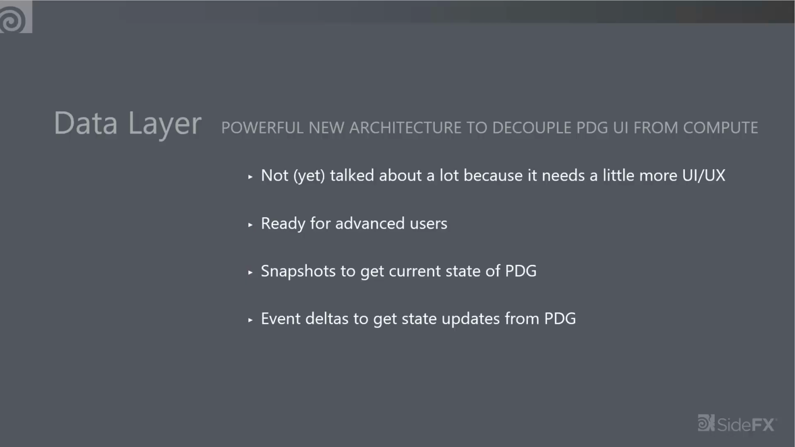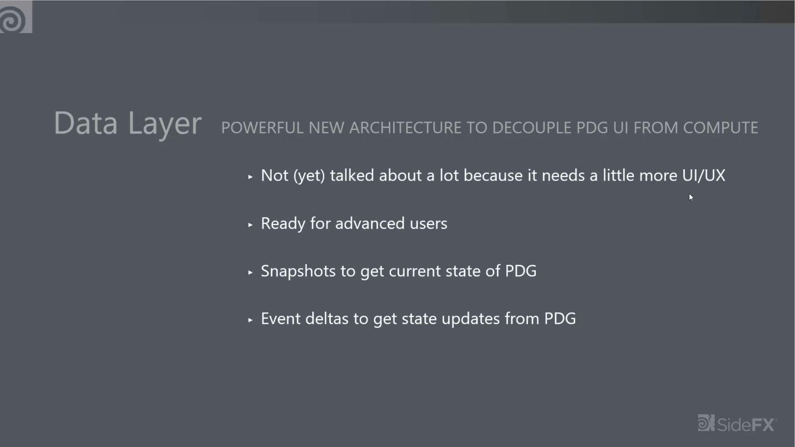Okay, now that we're done with the basic scheduler bit, we're ready to talk about the data layer. As mentioned before, this is a powerful new architecture introduced in Houdini 18 to decouple PDG UI from PDG's compute. We haven't yet talked about it a lot because it just needs a little more UI UX for mass consumption. And so it's being launched in beta. But if you're watching this video, you're the one who needs to know something like this.